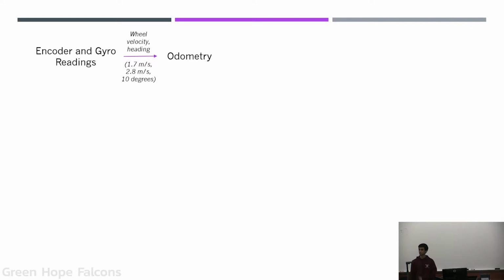Does anyone know what odometry is? It sounds familiar to odometer, which is in your car. Based on that, can anyone take a guess as to what odometry is? Yeah. Calculating where you are on the field. Yeah, so odometry basically takes these measurements and calculates the robot's position on the field. As you move your robot around, odometry can actually calculate your robot's position on the field. And we'll talk about how it does that.